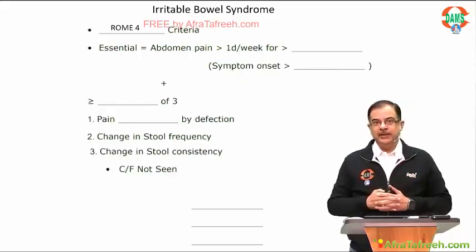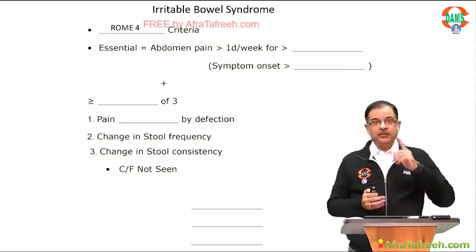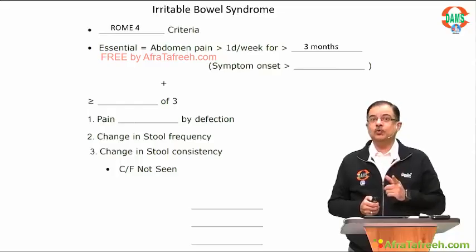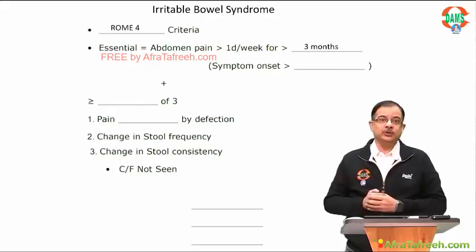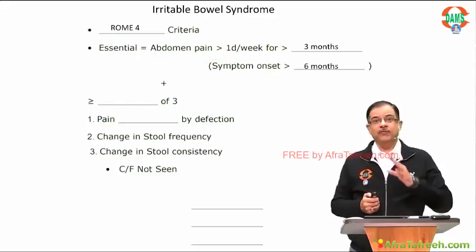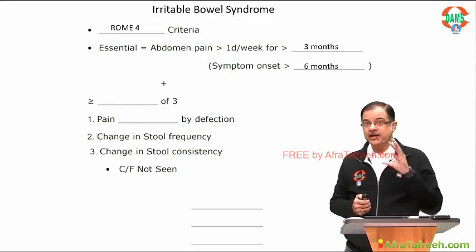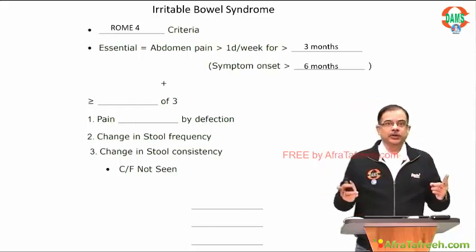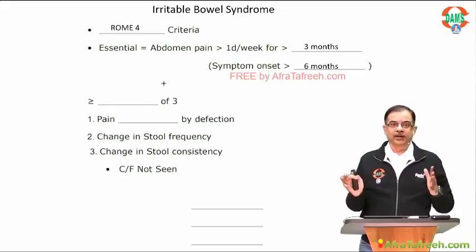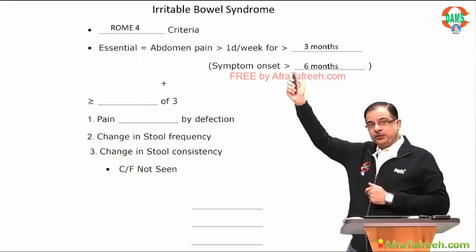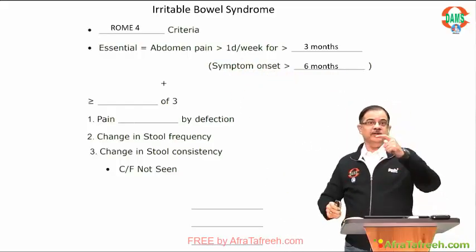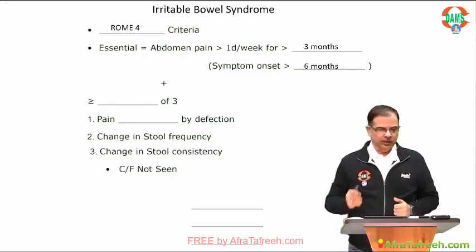Abdominal pain should be there. There should be abdominal pain for 1 day per week, and the frequency of that should be present for more than 3 months. While total symptom onset should be more than 6 months. Understand this point clearly. Total duration of IBS is 6 months. But this particular frequency should be present for at least 3 months.